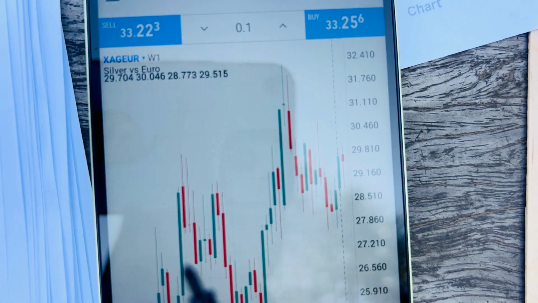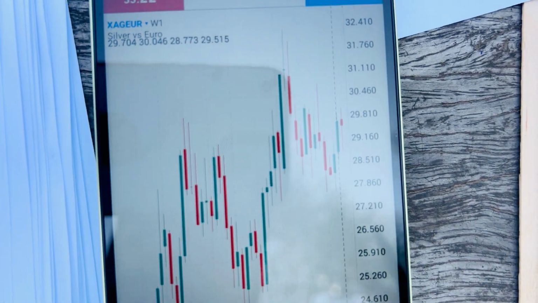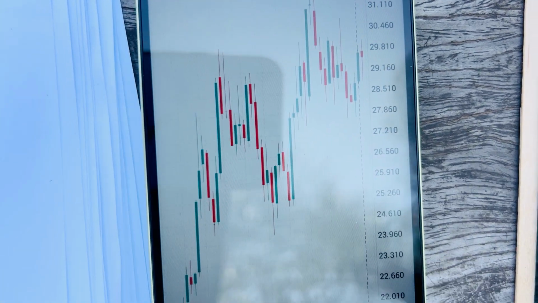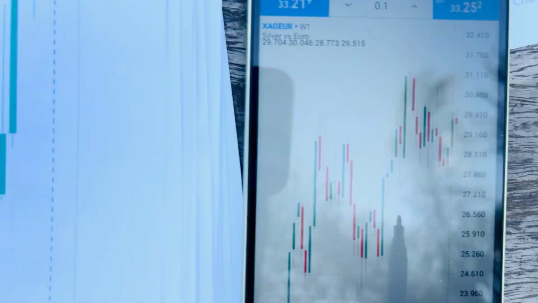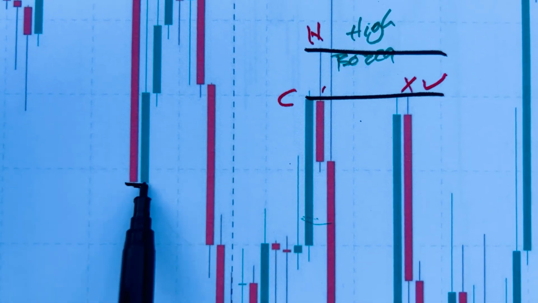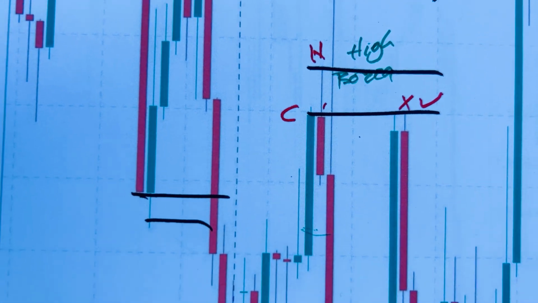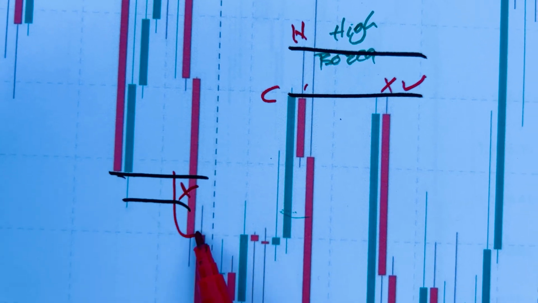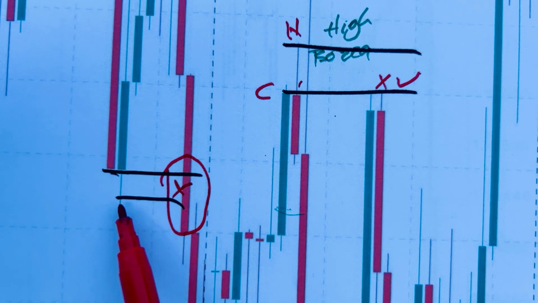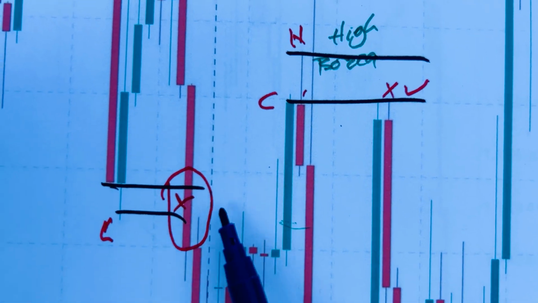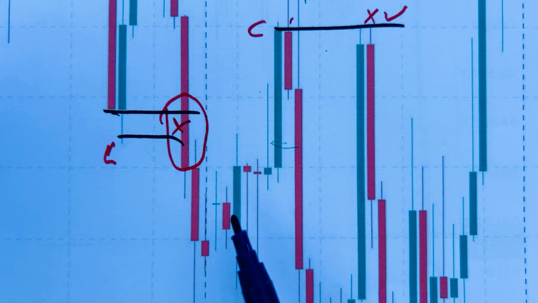Above, we have a resistance area. But note that not every zone will work. And if a zone does not work and we have a break, let's say we take, for example, this zone over here. We were looking to take a buy here. But unfortunately, the candlestick closed below this lower price there. Now, this simply means that we have a break.